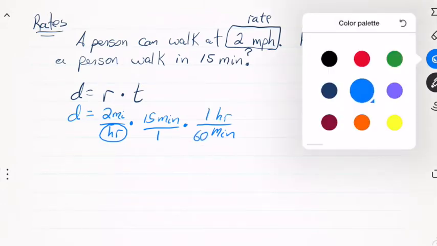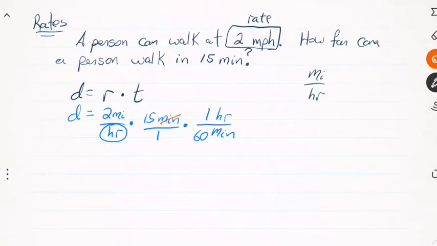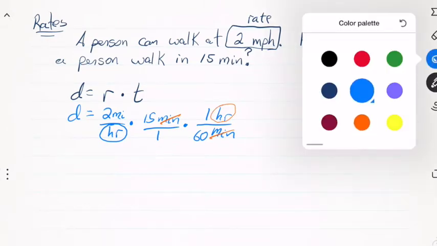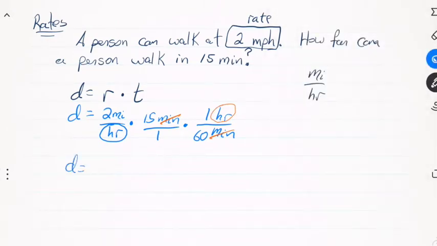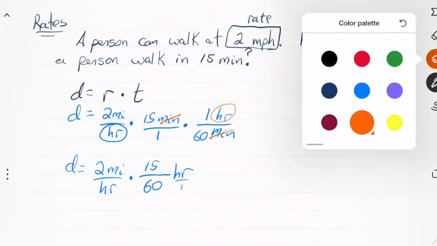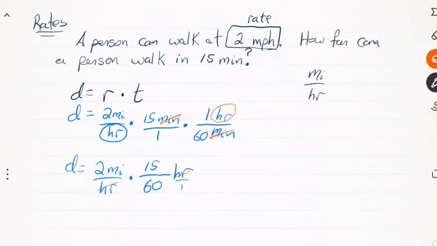So here, the minutes are going to cancel, and we're going to be left with hours here and hours in the bottom. So let me rewrite this. So now I have distance is equal to 2 miles per hour times 15 sixtieths of an hour. And of course, the hour is in the numerator now. All right, so now we have the setup that we want, and the hours are going to cancel each other.